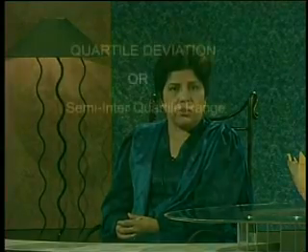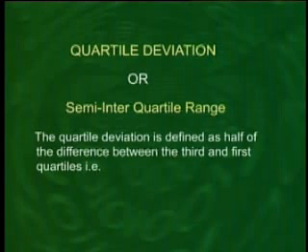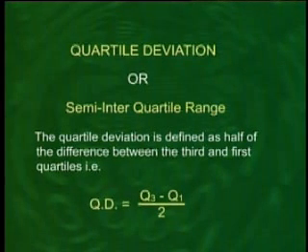The next concept of dispersion that I am going to discuss with you is the quartile deviation, and it is also known as the semi-interquartile range. As you now see on the screen, the quartile deviation is defined as half of the difference between the third and the first quartiles. That is, quartile deviation is equal to (Q3 minus Q1) divided by 2.